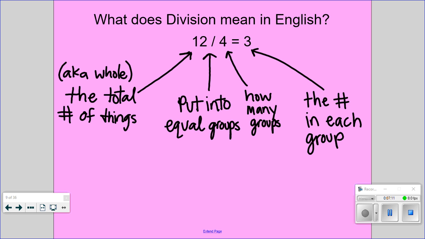So that quotient, you're drawing an arrow to number 3, and you're writing the number in each group, aka the number in one group. So I put some context, and I had 12 counters, and I made 4 groups with those counters. I know I'm going to have 3 counters inside each group.